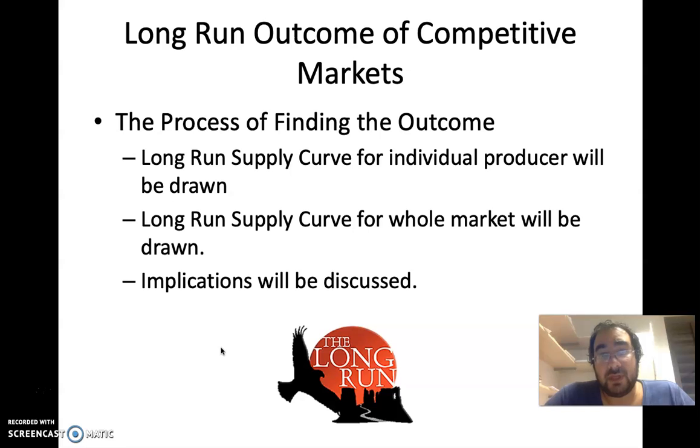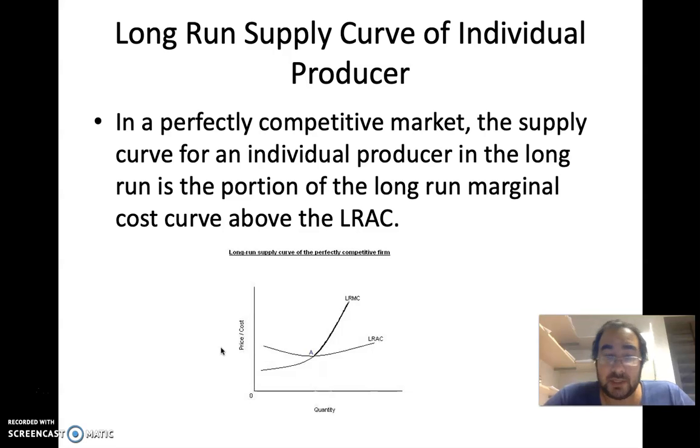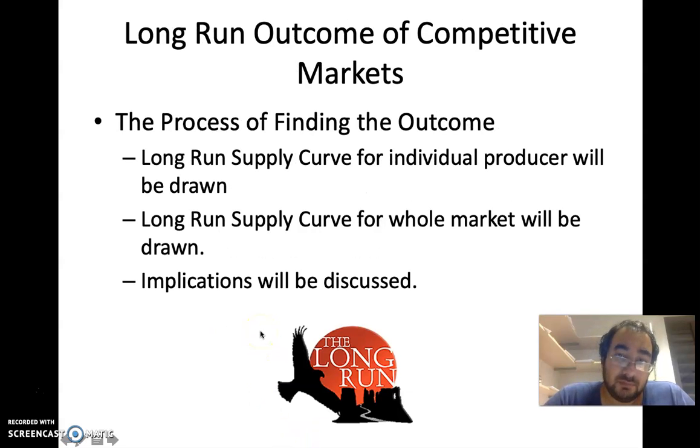So, long run. What will happen in the long run? In the long run, first we will draw the individual long run supply curve for individual producers. The whole analysis is the same, so we won't repeat it. We will just show it, and then we will show the long run supply curve for the whole market. Here we will have a difference. And then we will discuss implications. These implications are why the ultimate result we will see is perfect. That's what we are going to discuss.